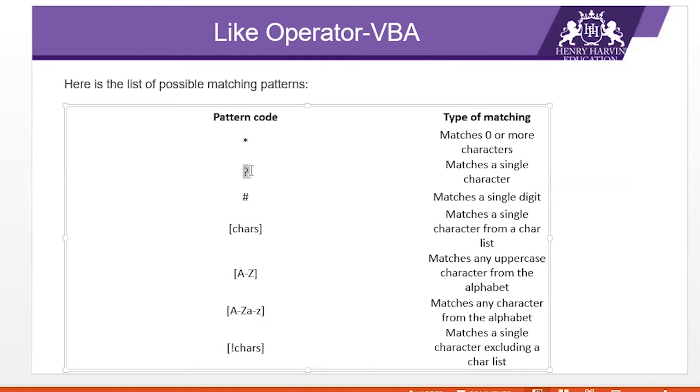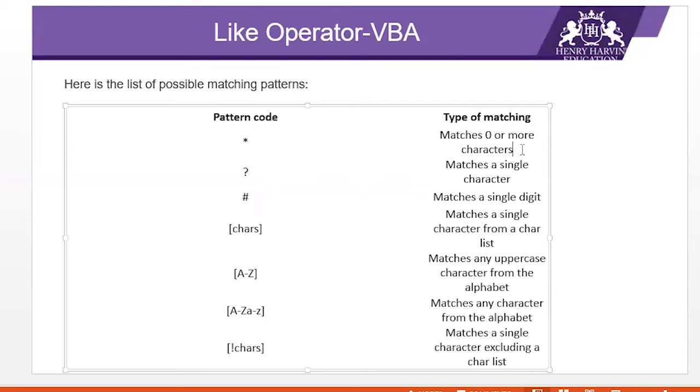If I talk about the question mark, what does it mean? A character could be found or may not be found. The hash represents numbers. The square brackets match a single character, a to z, any character from a to z. And what does the exclamation mark mean? It excludes these characters, for example a to z before the exclamation. You will get to know once we start doing the code. And the asterisk means zero or more characters, all right.